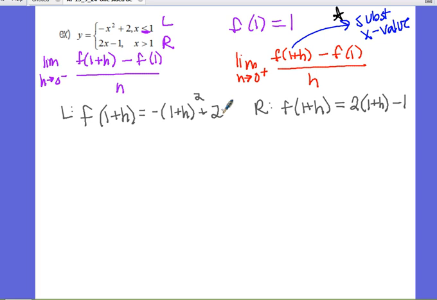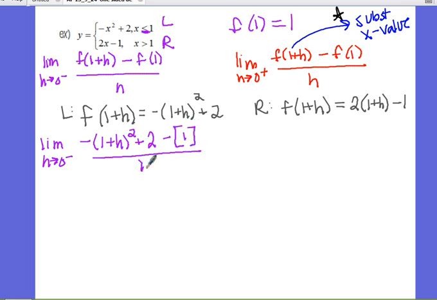Sorry about that. Alright, so now that I have those functions, I'm going to go back into purple for the left side, and I'm going to substitute in what I have there. So where it says f of 1 plus h in purple, I'm actually going to rewrite the function. Negative 1 plus h squared plus 2 minus f of 1. F of 1 was 1. I'm going to put that in brackets just so you understand that where I'm getting that from is up here. We already knew that that was the y value.